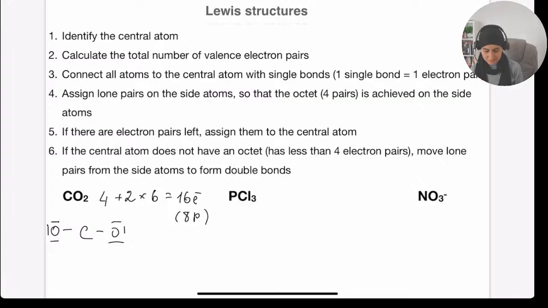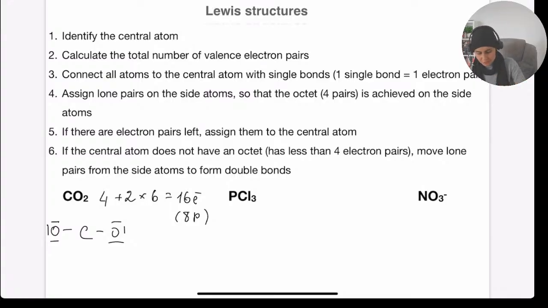And the final step is, if the central atom does not have an octet, so has less than 4 electron pairs, move lone pairs from the side atoms to form double bonds. That's what I'm checking now. So I check that my carbon doesn't have an octet, it only has 1, 2 pairs, which means that I have to form double bonds. So it's missing 2 pairs.